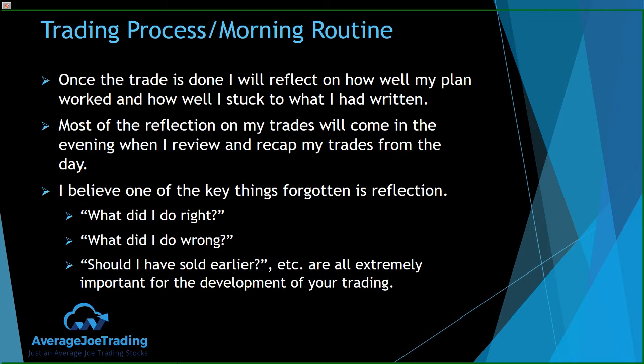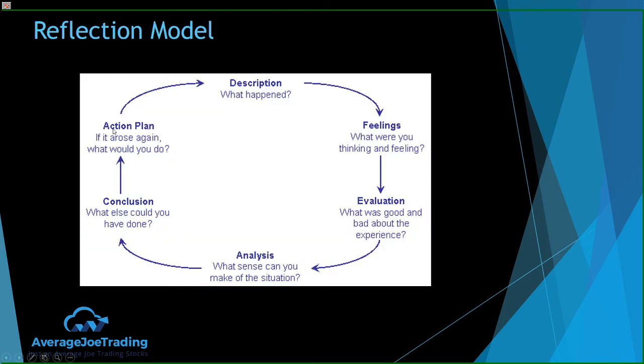The first component was the trade plan. Each trade has to have a plan, and that plan goes in the journal. After that trade plan comes my reflection. I shared this reflection model with you. This is the model that I use. It comes directly from the model that some of us use in education, and it works wonders.